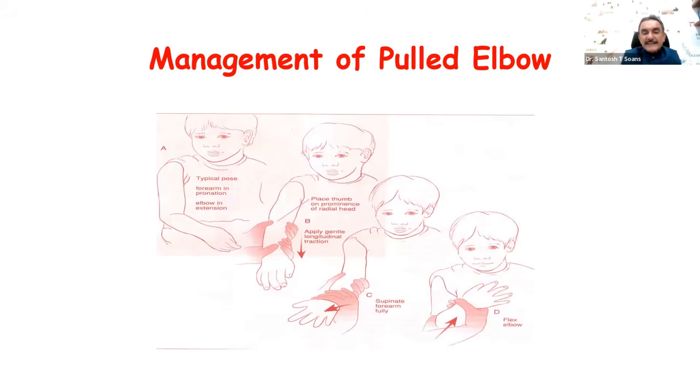If a child presents like this in a typical pose, he won't be able to lift his hand. With the arm in extension, you pull the elbow in pronation, then supinate and do an elbow flexion, as shown in this picture. The radial subluxation will get reduced.